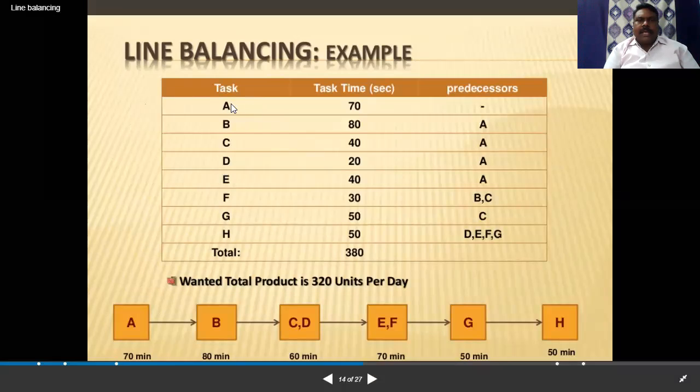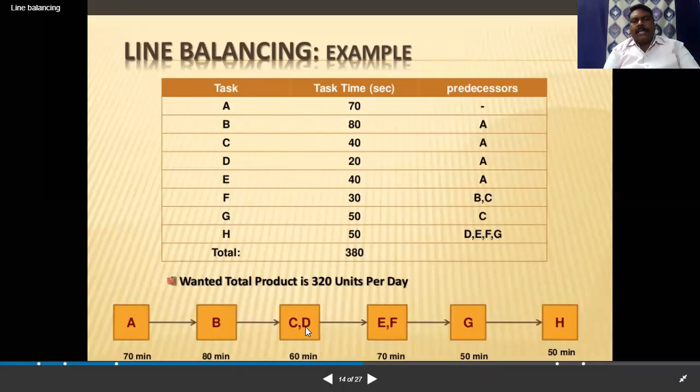So here A, B, E, C, D are the tasks. These are the timings. Predecessors: before A there is no activity. The predecessor to B is A, meaning after A it is B, then C and D, then E and F, then G and H. The timing has also been written. This is how we are going to draw.